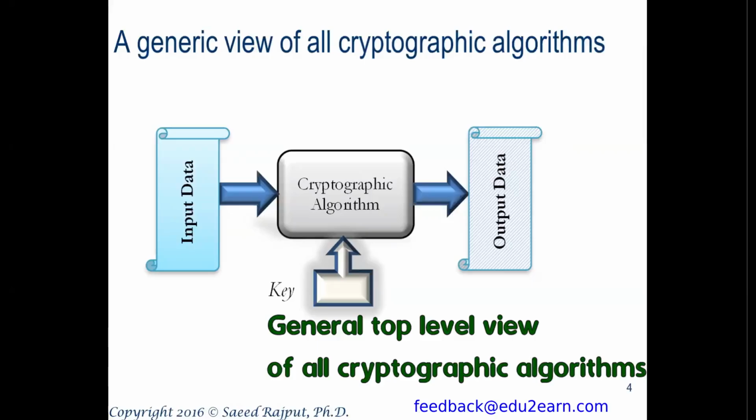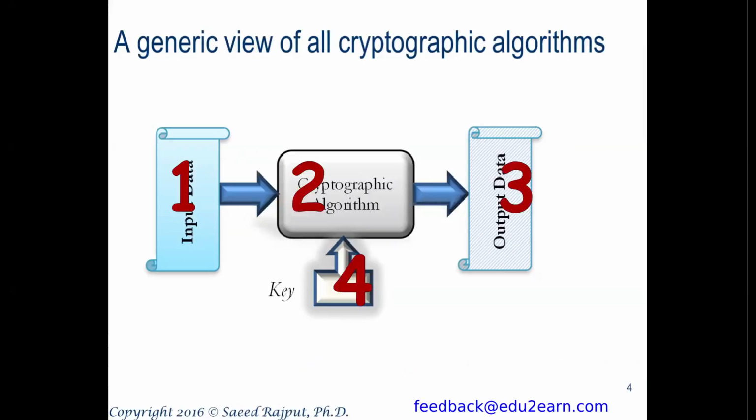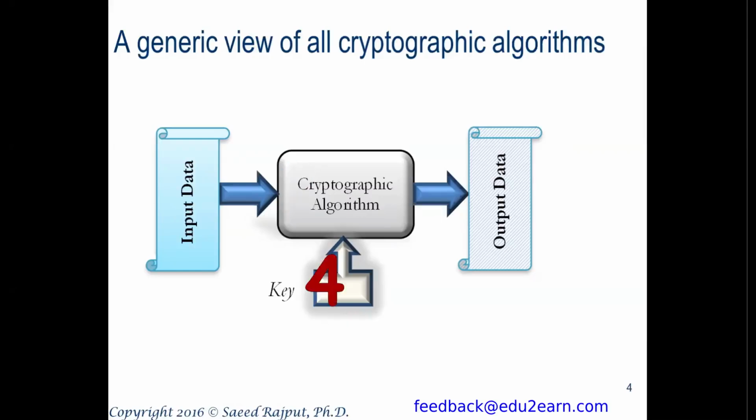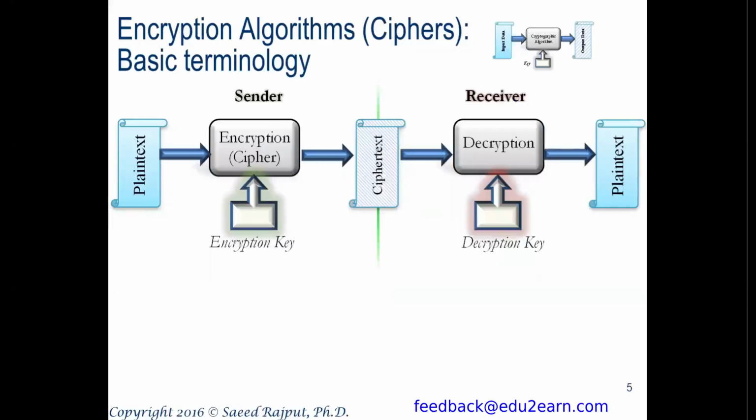How many boxes do you see here? 4. So some of these things will be missing. The middle box will never be missing, of course, because that represents the algorithm itself. But the algorithm may not have a key. It may not have an input. It may not have an output. Okay. A generic picture of encryption algorithms, or sometimes they are called ciphers.